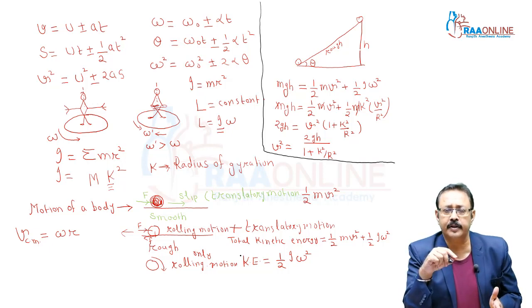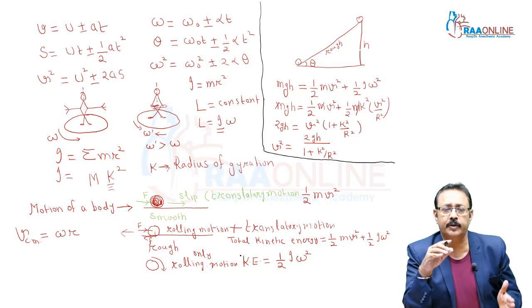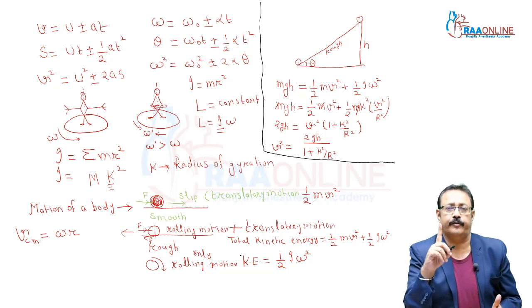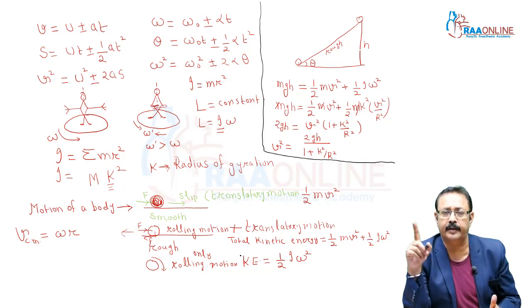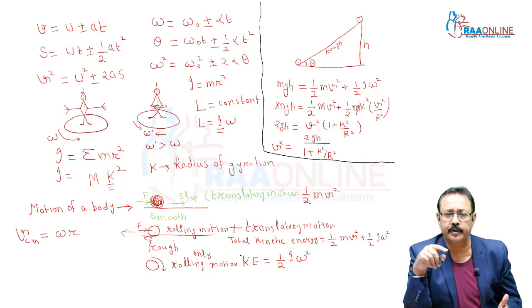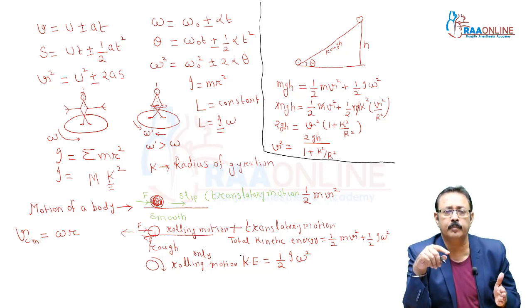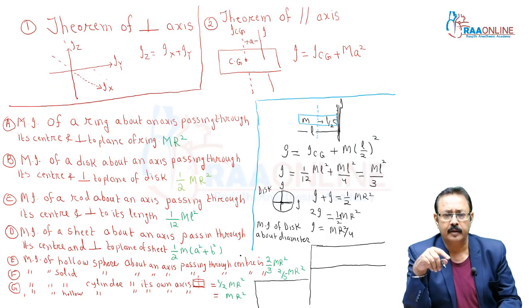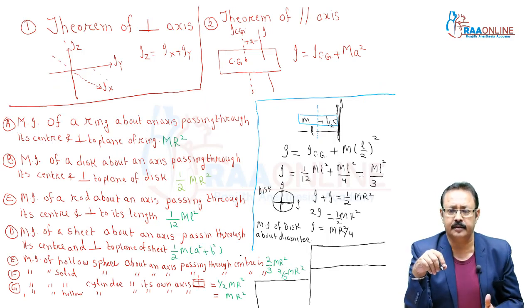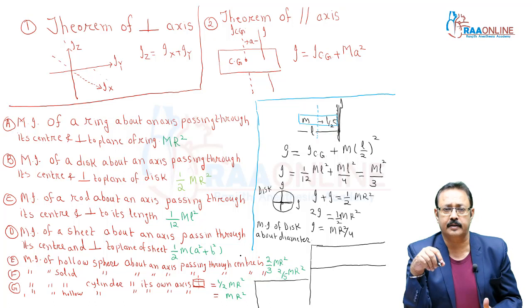You can get the velocity at the bottom by equating the potential energy with the total kinetic energy of the object if the plane is rough. But if they are confusing you and they are giving a smooth plane, don't be confused, it is not a problem of rotational motion. It is a simple problem of translatory motion only. And remember the theorem of perpendicular axis and the theorem of parallel axis, and those results.